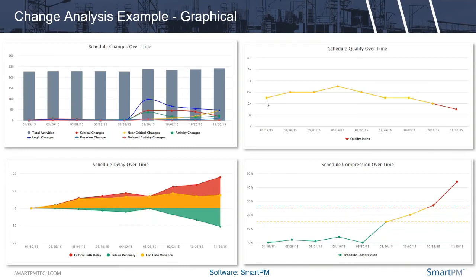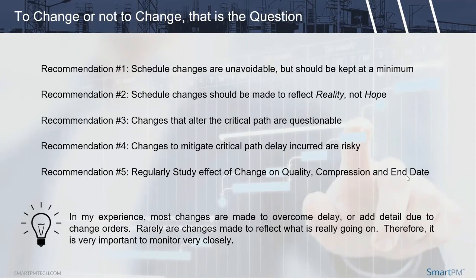But here's a couple examples of being able to analyze change. Here's a graph of all the schedules that were submitted, how many activities they had, and then how many changes were made, categorized. So you can see visually what the periods of time are where I need to start thinking about excessive changes. And then I can simultaneously look at that through another lens of quality. I want to look at quality, compression, and end date variance along with my changes.